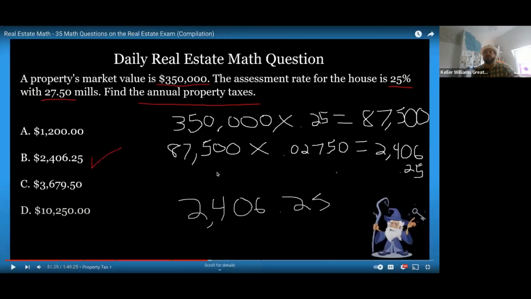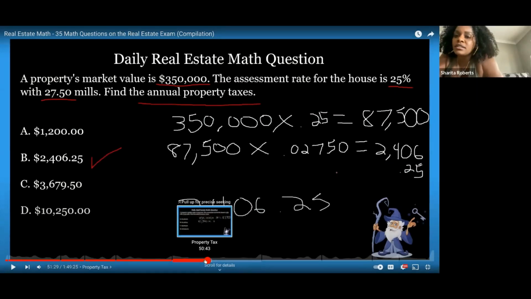So again, here's the math. 350,000 times 25% is 87,500, and 87.5 times 0.02750. So on the mils, you're moving it over 4 decimal places. And that gives you 2406.25, and there's your answer.